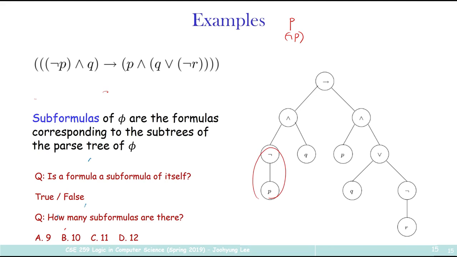Okay, let's see. So now P is also a subformula. Q is also a subformula. And let me actually say the atomic formula too. So P already counted, Q already counted. So R is also a subformula. And not P and Q. So this subtree, not P and Q. This is also a subformula. So we cover this. And not R. So not R is also a subformula.